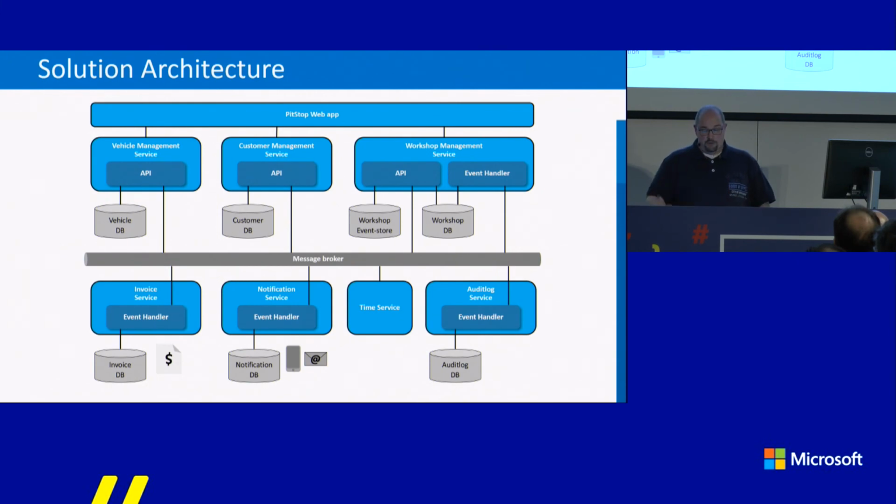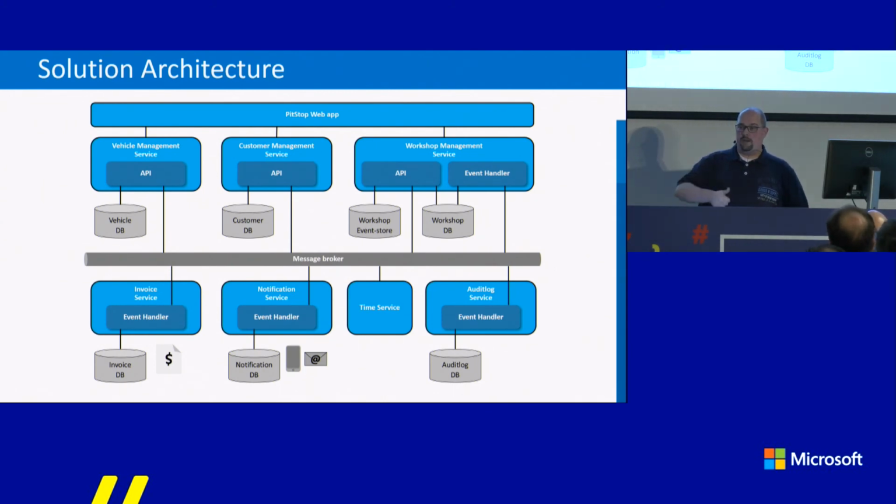The vehicle management service and customer management service are just plain ASP.NET MVC web APIs. Entity Framework, SQL Server database. Because that is not where I make my money, it is just commodity. I don't want to do any crazy stuff there. For my workshop management, that's something different. I need that to be up and running 24/7 because that is where I make my money. So I've changed that, and I've used the CQRS pattern.